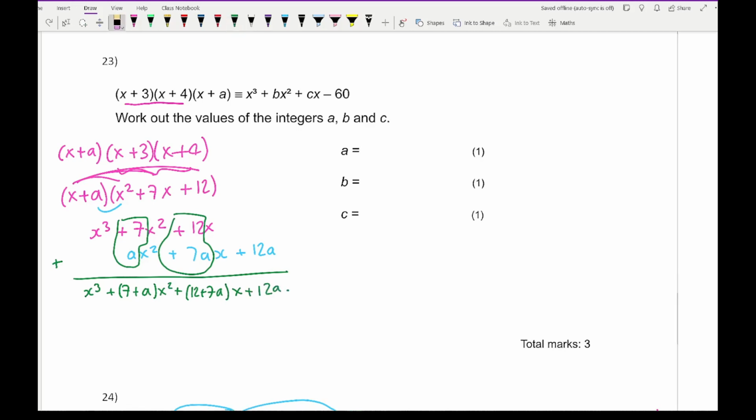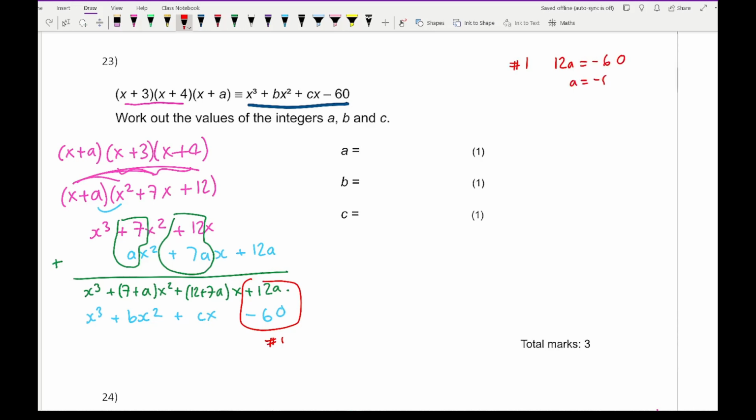Then from this, I want to look at the original right hand side. So if I write that underneath, I've got x cubed plus bx squared plus cx minus 60. So from this, if I look at the groups, taking this to start with, let me call that hashtag 1. Looking at hashtag 1, I know that 12a equals minus 60. So a equals minus 60 over 12, which equals minus 5. So there is my first calculation.